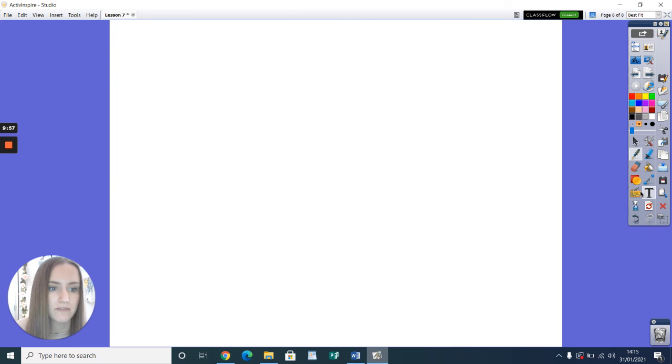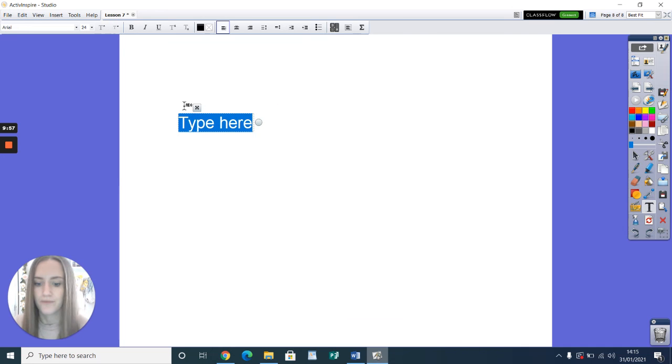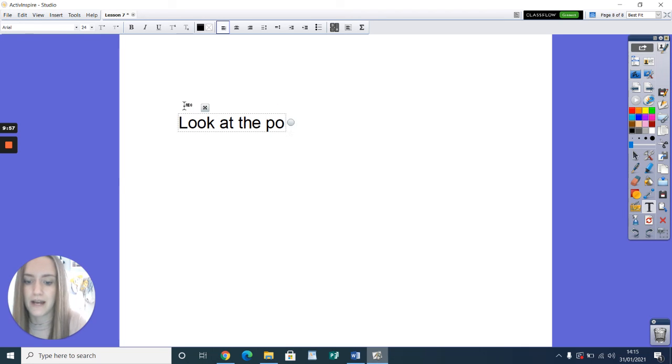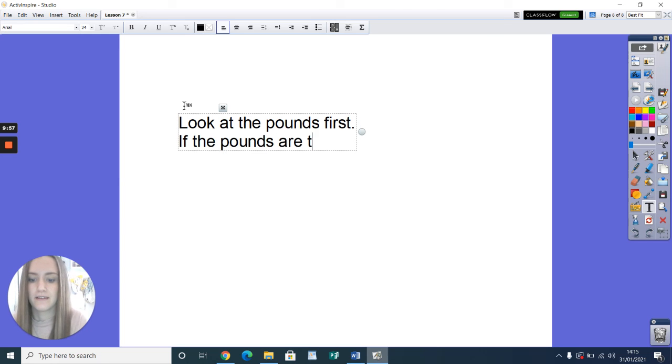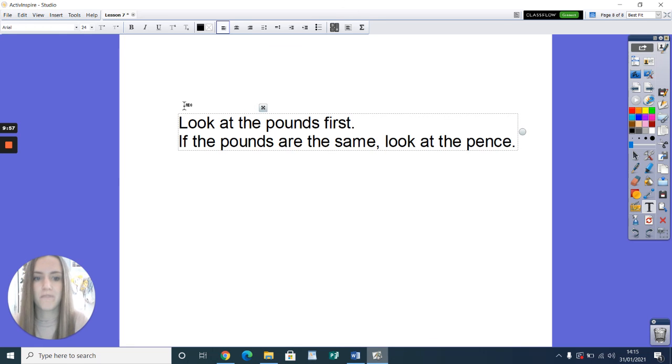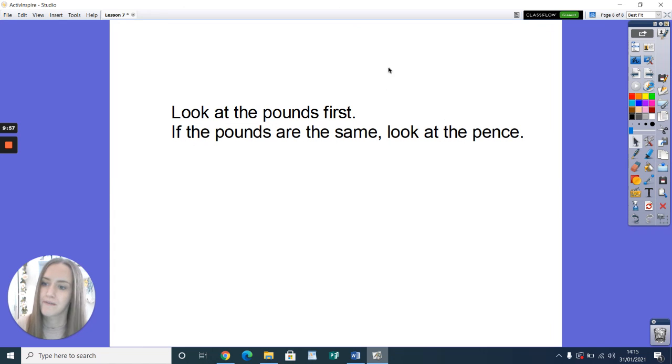I'm just going to put a little reminder on here. So we need to look at the pounds first. If the pounds are the same, look at the pence. You might want to pause it on there as a reminder of how you look at who's got the most money or who's got the least.